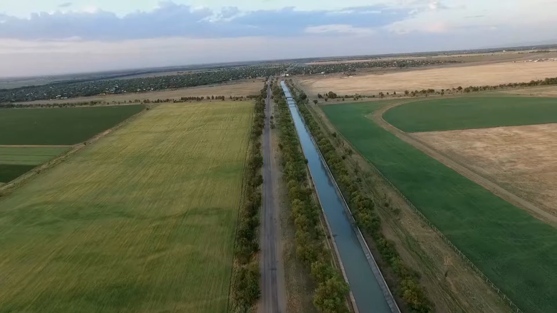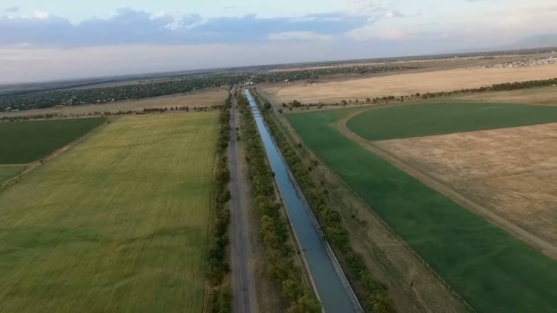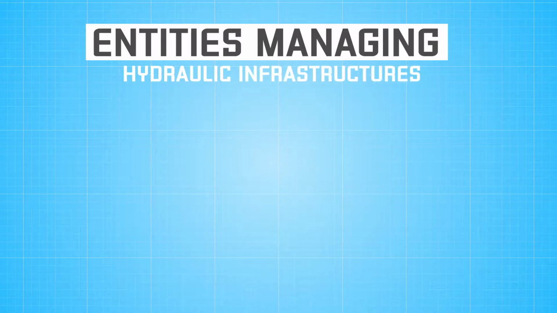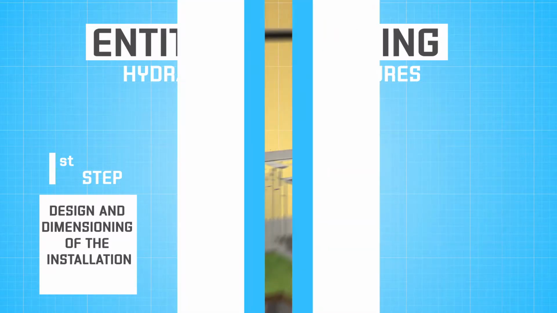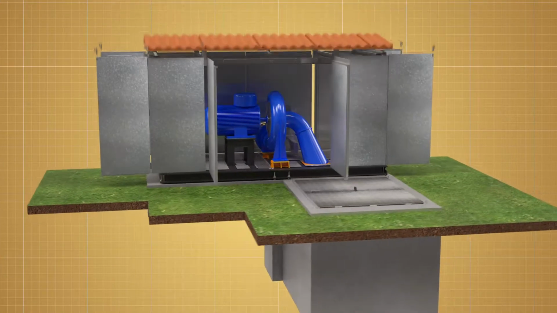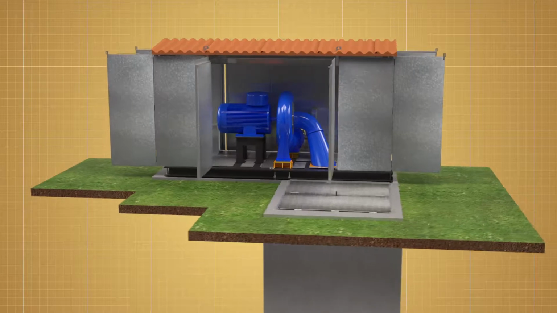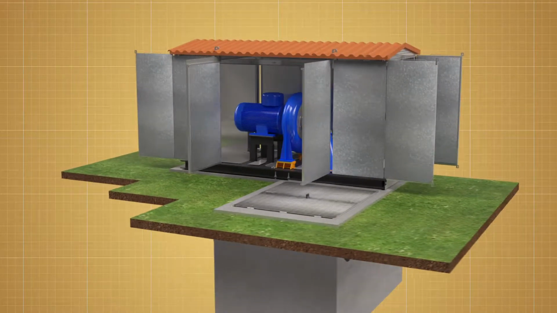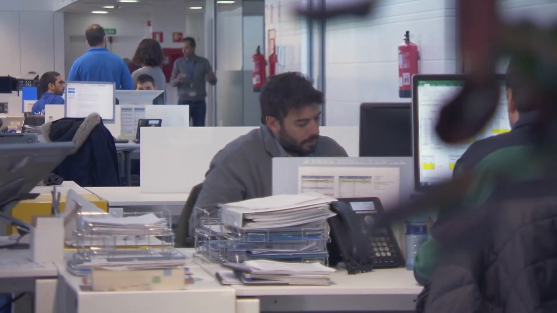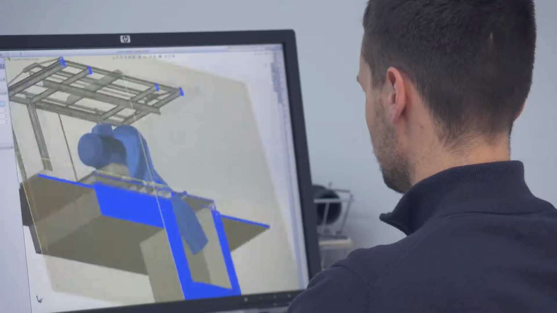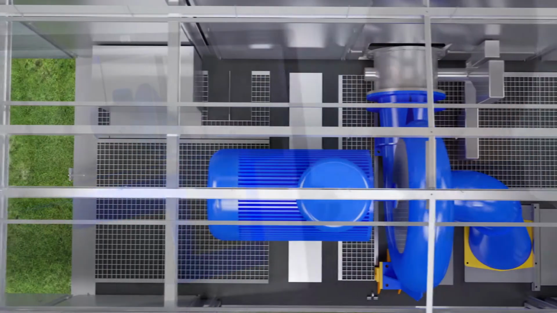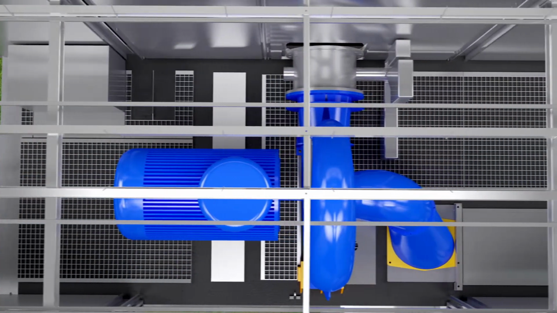Entities managing hydraulic infrastructures interested in exploiting their hydroelectric potential should embark on the following steps. First step: design and dimensioning of the installation. Latest technological advances allow the use of virtually any type of hydraulic infrastructure. Depending on the specific conditions at each site, the corresponding dimensioning and design of the installation must be carried out in order to optimize energy use.